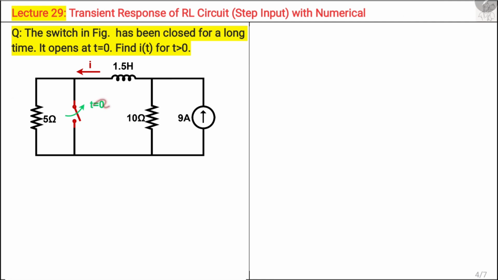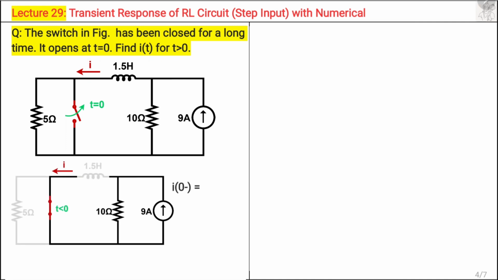In this question, the switch has been turned on for a very long time and is opened at t equal to 0. Our aim is to find the current equation at t greater than 0. So let's start with finding the initial conditions first. Since the switch has been turned on for a very long time, for t less than 0, the inductor will behave like a short circuit.